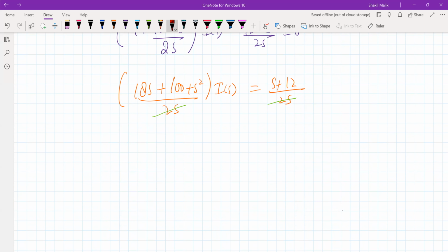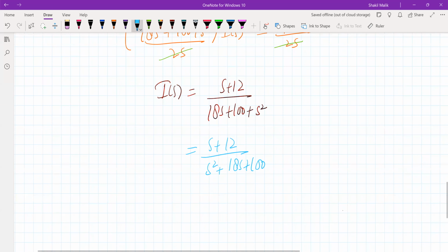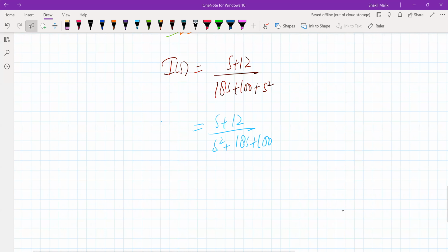So we'll say I of S is simply S plus 12 divided by S squared plus 18S plus 100. Okay, so this is our I of S.